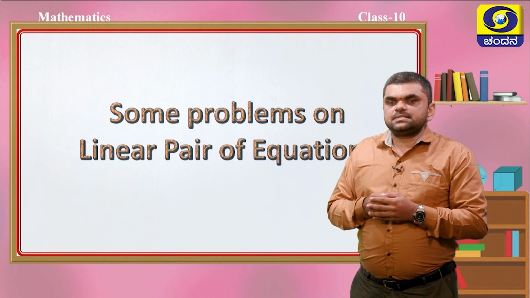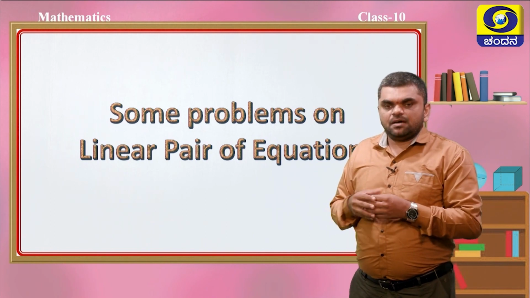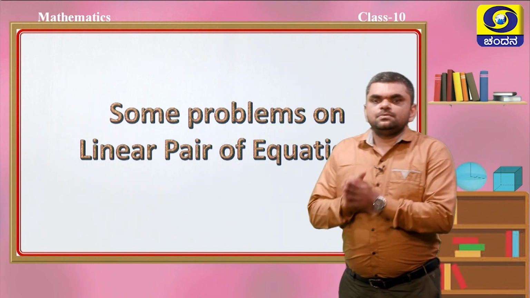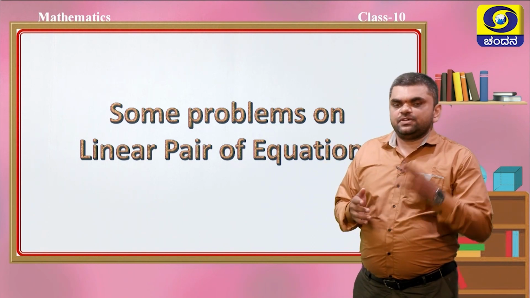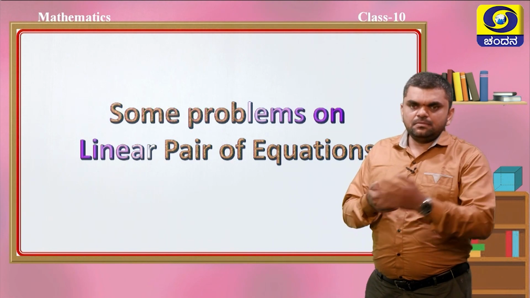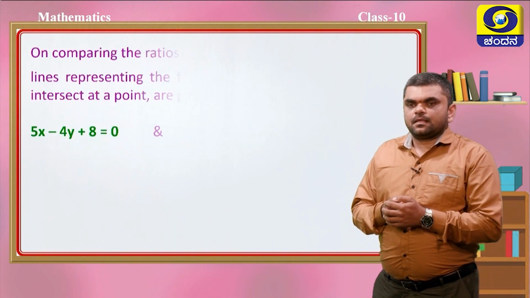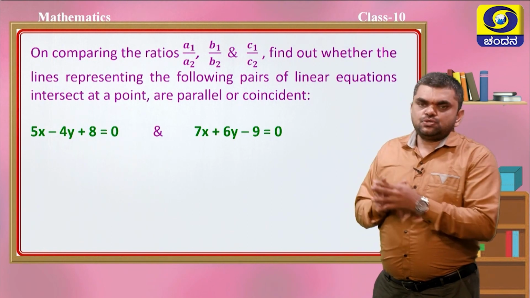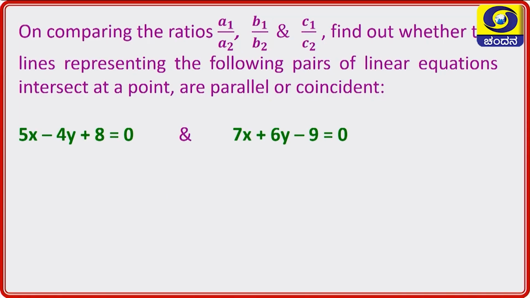Children, let us do some problems on linear pair of equations in two variables. First problem is like this. On comparing the ratios A1 by A2, B1 by B2 and C1 by C2, find out whether the following pairs of linear equations will intersect at a point, or are parallel, or coincide. We have to find out only by taking the ratios of the coefficients of both equations, which means A1, A2, B1, B2 and C1, C2.